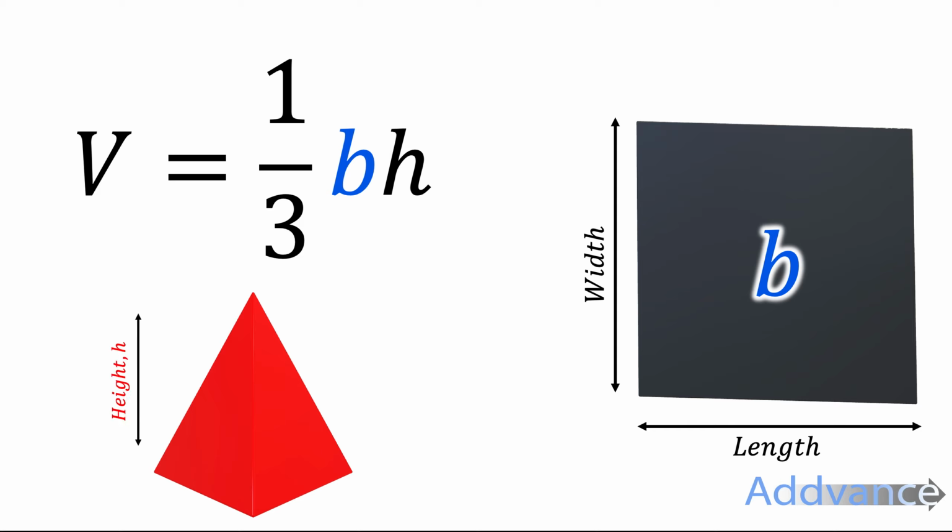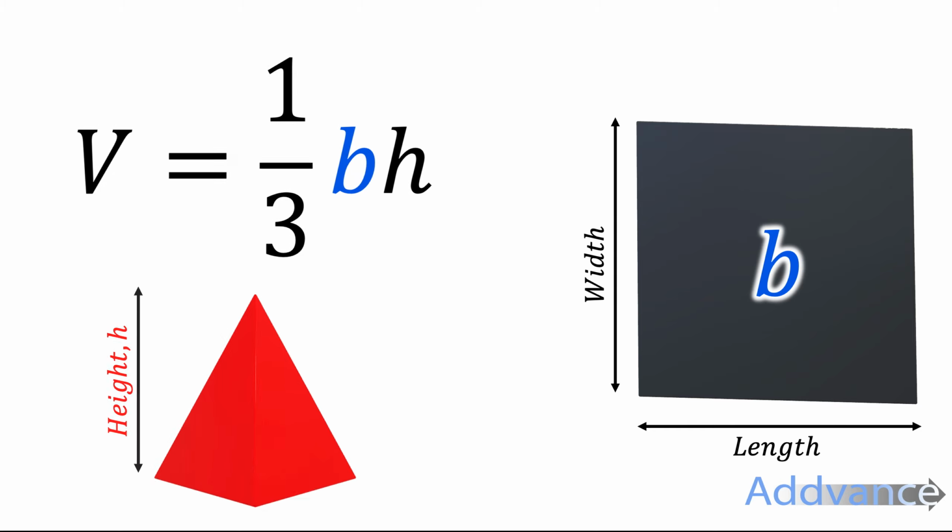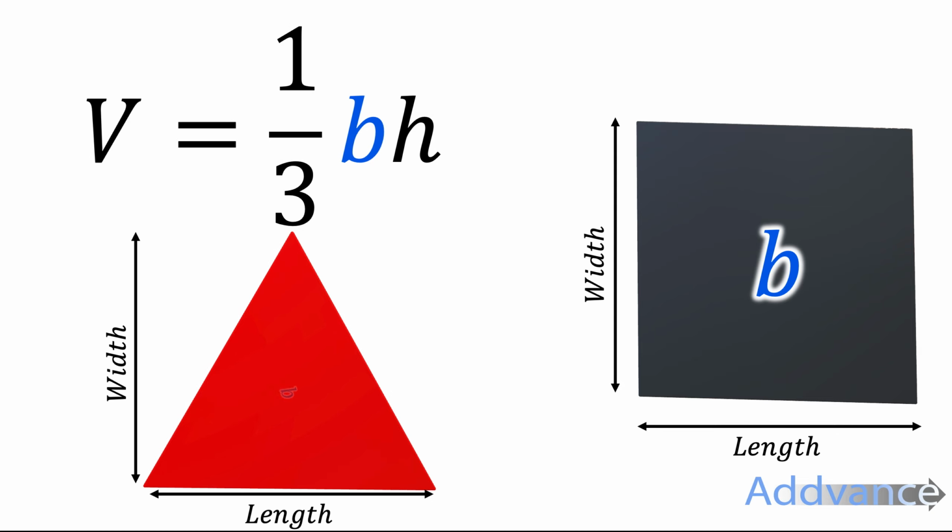A triangular base pyramid, like this, would have a height going straight up, and again the base area would be given by the triangle. To work out the triangle, it will be the width times the length divided by 2. So with all of these, you work out the area of the base, and then you multiply it by the height, and then you times it by 1/3.